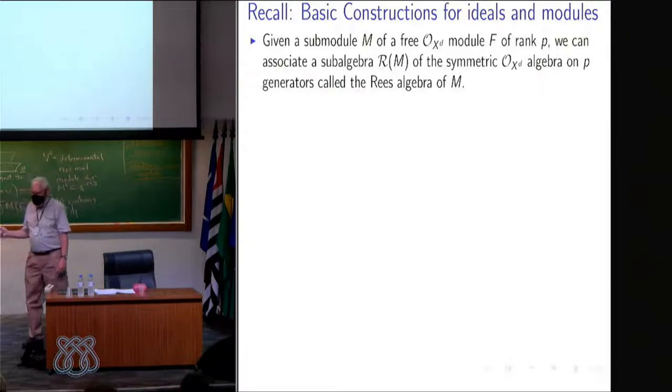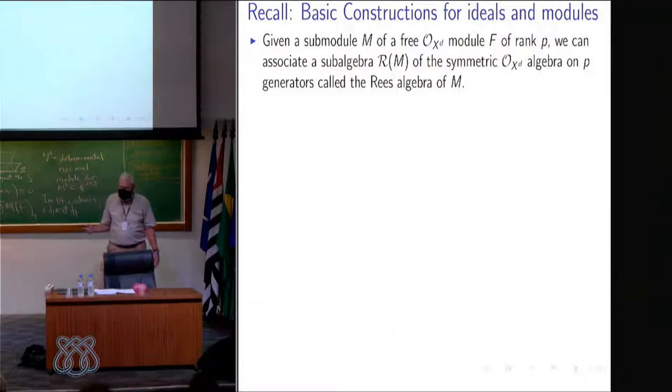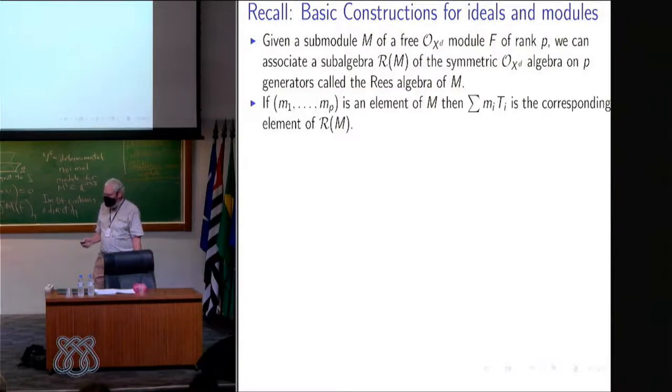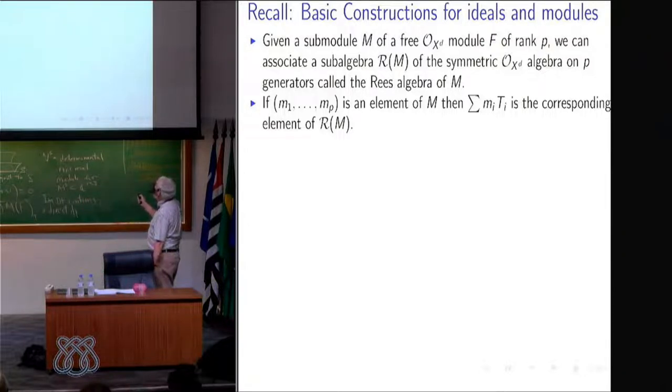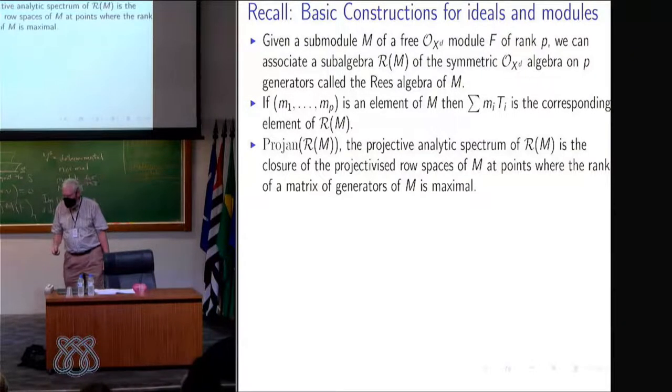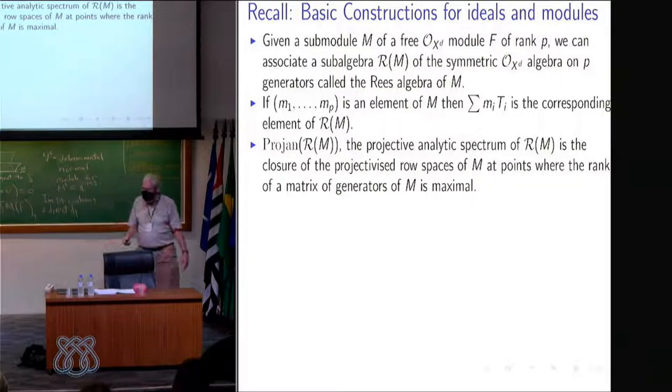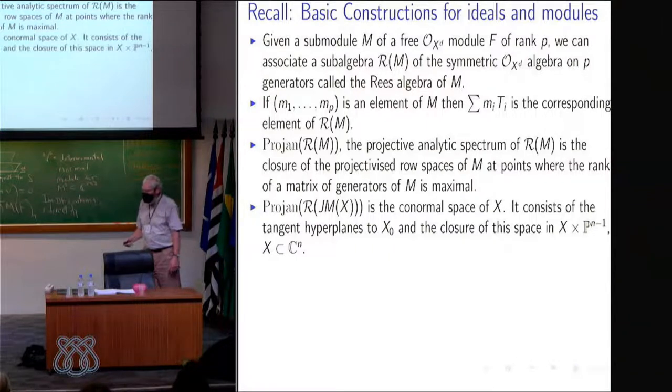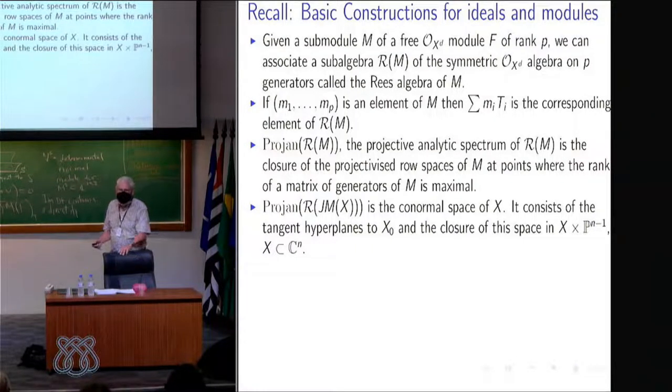We always start with a submodule of a free module, and we have a subalgebra called the Rees algebra, which we construct as follows. If we have a tuple which represents an element of M, then we just look at the summation of m_i t_i, where these are new indeterminates. And then we take the closure of the projectivized row spaces, where the rank of the matrix is as big as it gets, and that's the projective analytic spectrum of the Rees algebra of M. In the example that we're most interested in, the Jacobian module, this is the conormal space of X. And we talked about that last week.